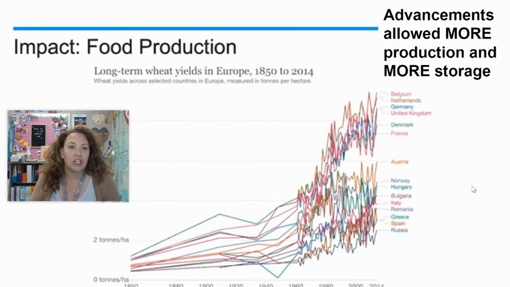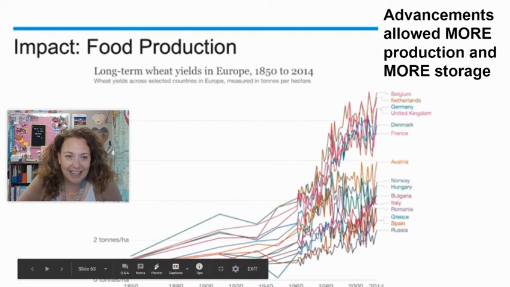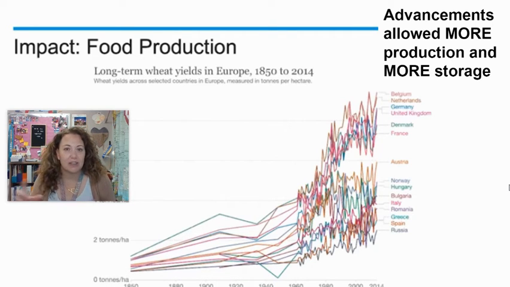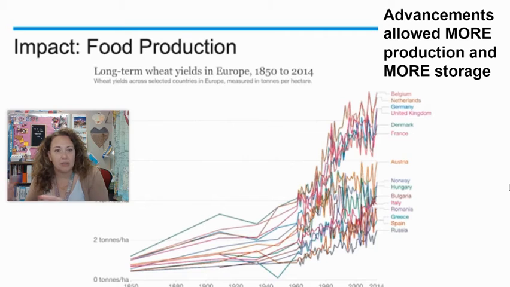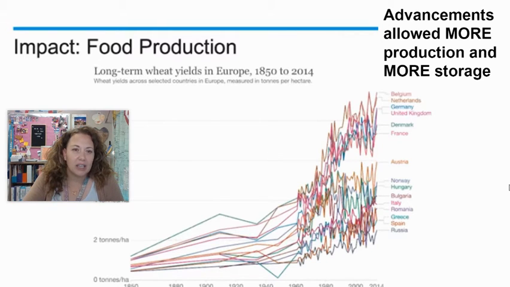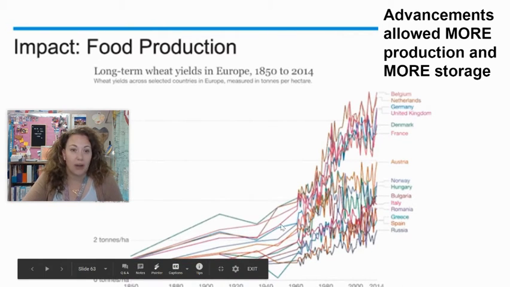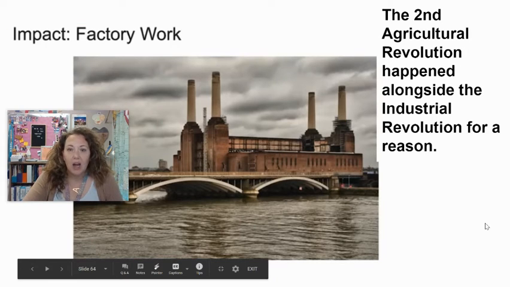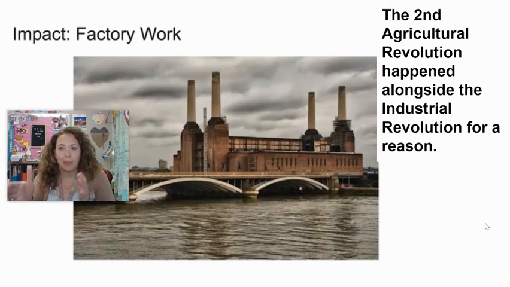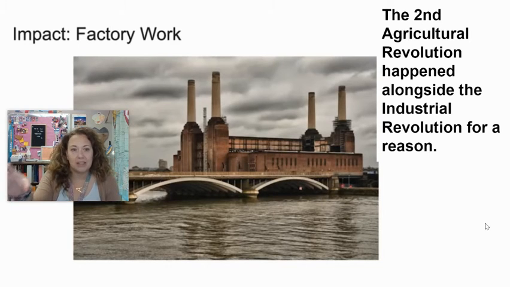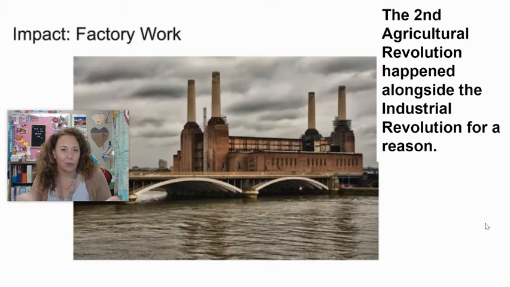Advancement allowed more production and more storage. So this actually just shows over time, and I know it's a little cut off on the bottom, this starts at 1850 and goes to 2014, just how much yield has increased of these wheat products. These are all throughout Europe. And then obviously if you yield this much, yes, there are that many more mouths to feed, but it needs to be stored somewhere as well. So the technology needed to store things so it didn't go bad is important as well. Okay. The second agricultural revolution happened alongside the Industrial Revolution for a reason. I mean, things that were born from the Industrial Revolution impacted this second agricultural revolution.